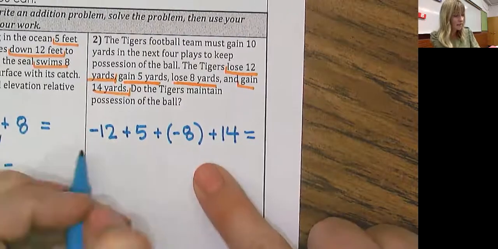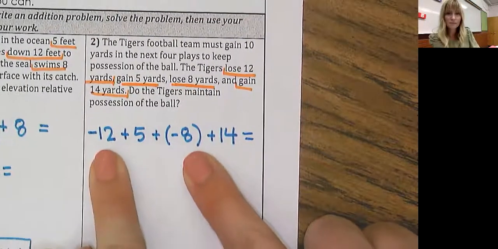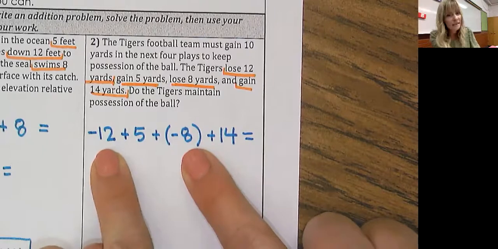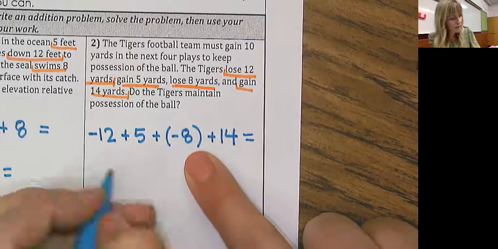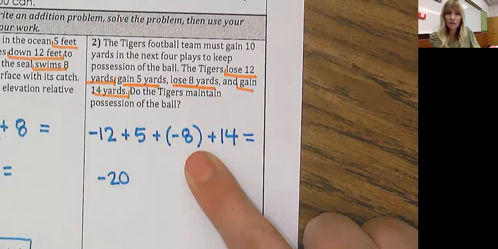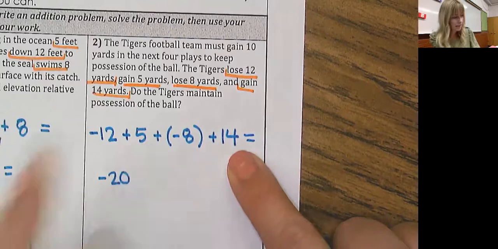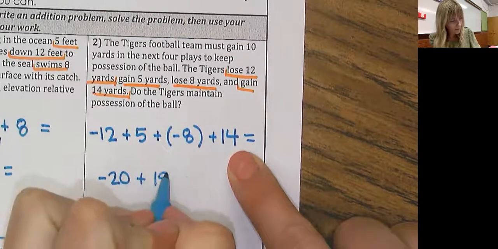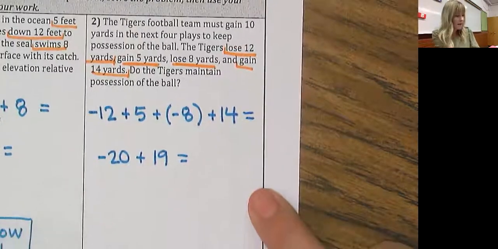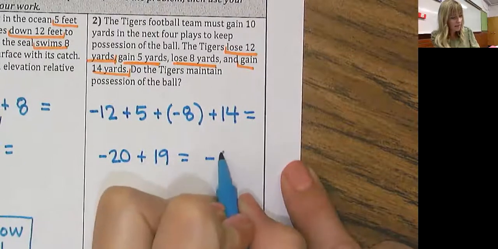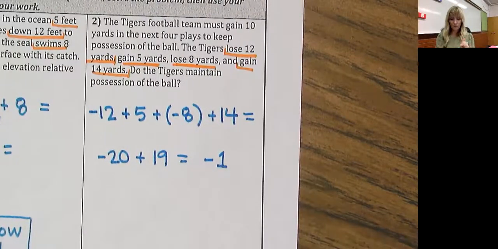I'm going to gather together same signs first. I just like to do it that way. You don't have to. Same signs add, keep the common sign. Look, these are same signs too. Same signs, add, keep the common sign. Now I have different signs, subtract, take the sign of the one that goes farther.